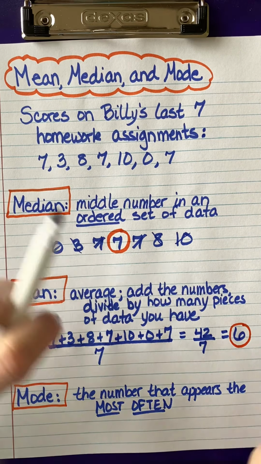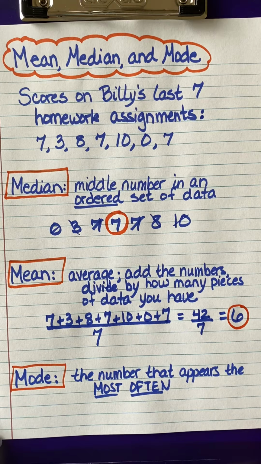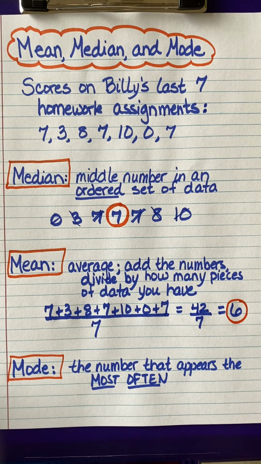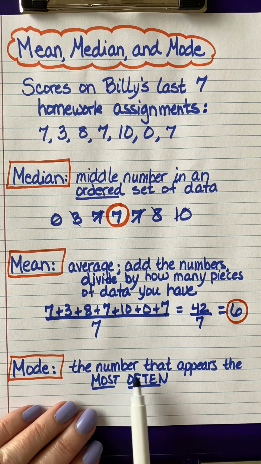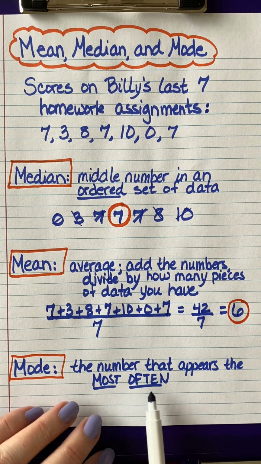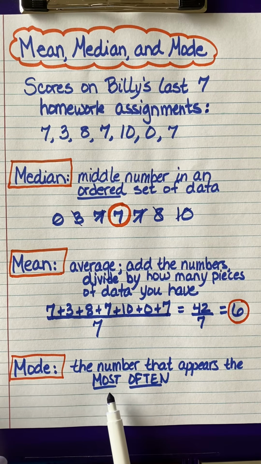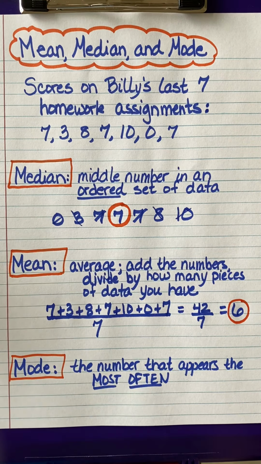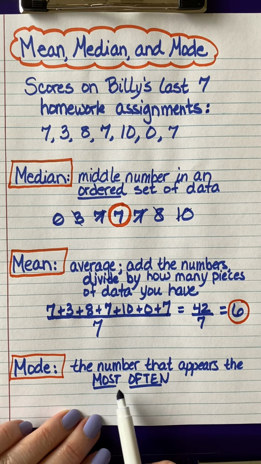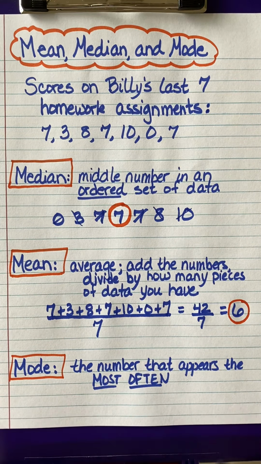Okay, and mode is the simplest to find so long as you remember this important element. It's the number that appears the most often. So a lot of times we connect mode and most, but then the problem with that is kids think it's the highest number. No. It's the number that appears the most often. So it's what's happening the most.